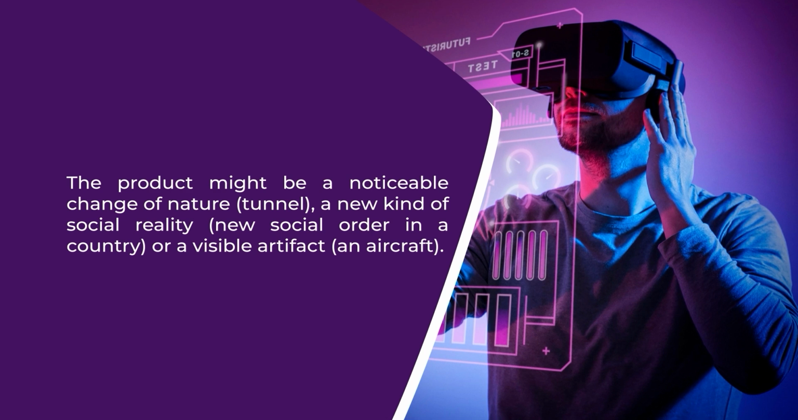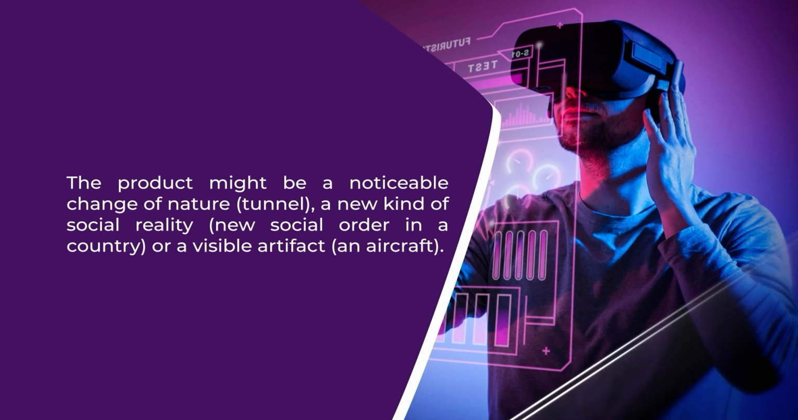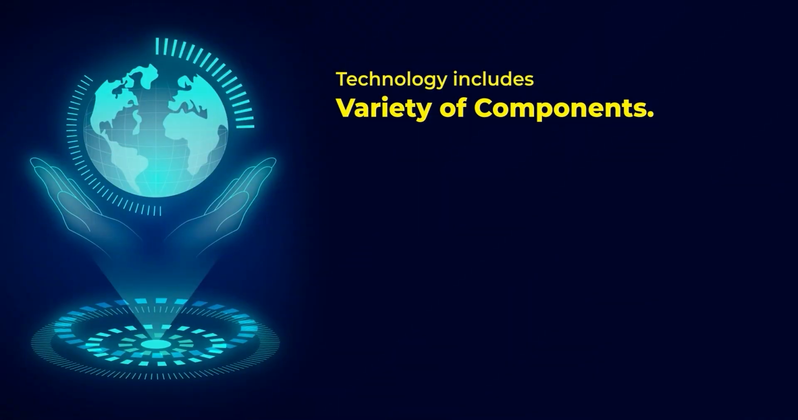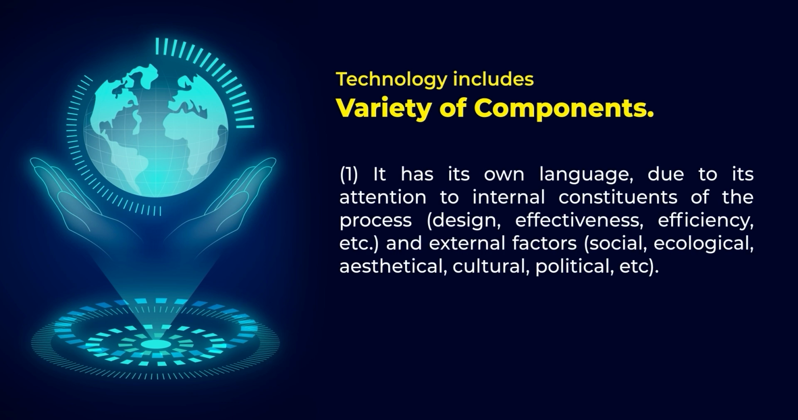The product might be a noticeable change of nature, say a tunnel, a new kind of social reality, a new social order in the country, or a visible artifact like an aircraft or any other artifact which you might think of. Technology includes a variety of components. It has its own language due to its attention to internal constituents of the process, design, effectiveness, efficiency, etc., and the external factors like social, ecological, aesthetical, cultural, political, etc.